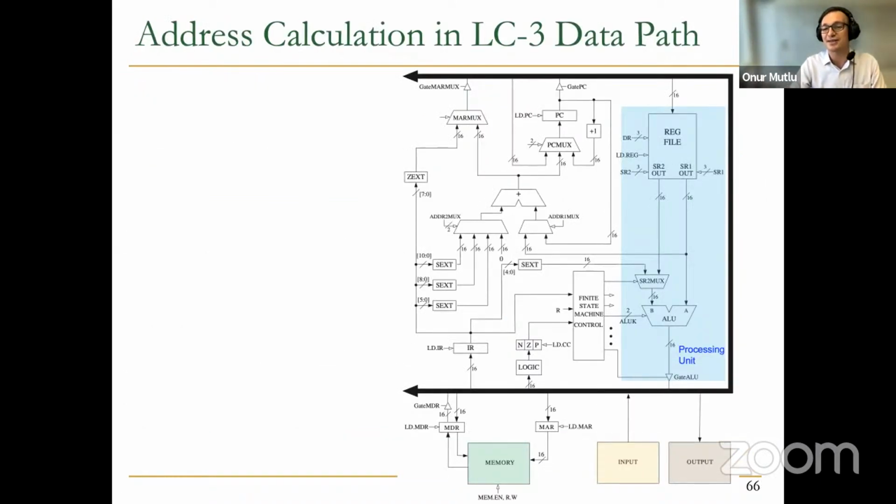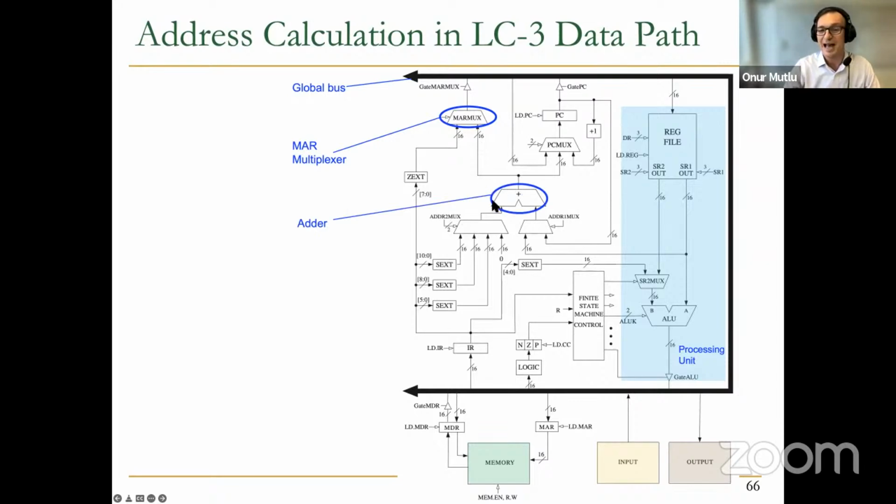Now let's take a look at address calculation a little bit more closely in the LC3 data path. So we have the global bus, we have the memory address register multiplexer, as you can see. So here's how we can calculate the address. This is the address computation adder, if you will. And you can see that there are different ways of calculating the address. So this sign extended 6-bit value gets added to SR1, and that's our base plus offset.